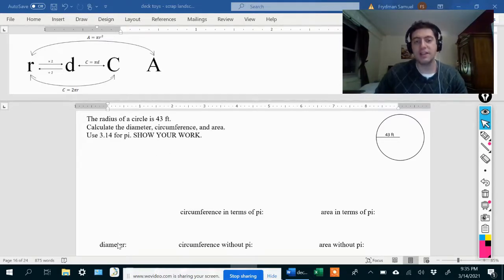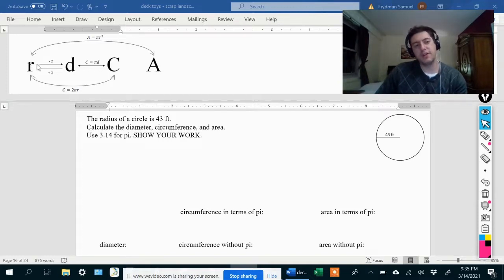How can we calculate the diameter of this circle? Well, take a look over here at this picture that I have here. This is sort of like a map, and this tells us how to get from one place to another. So for example, we're starting over here at R because we already know the radius, and we want to get to D, which stands for diameter. So which road can we take? These arrows here are kind of like roads going between these letters. Which road can we take to get from the radius to the diameter?